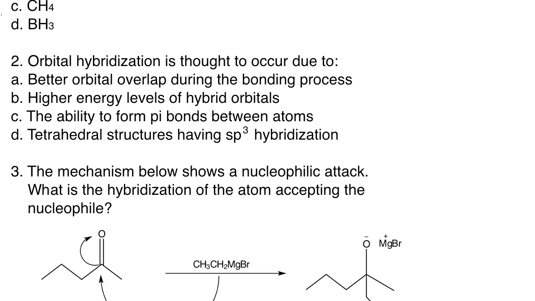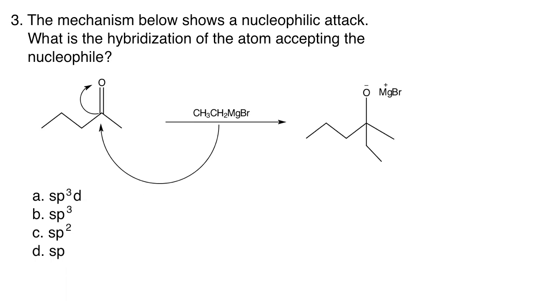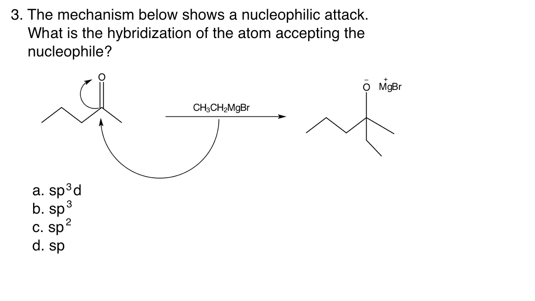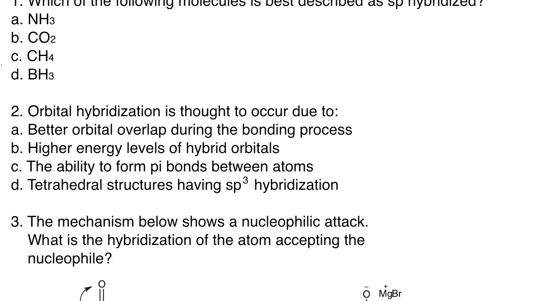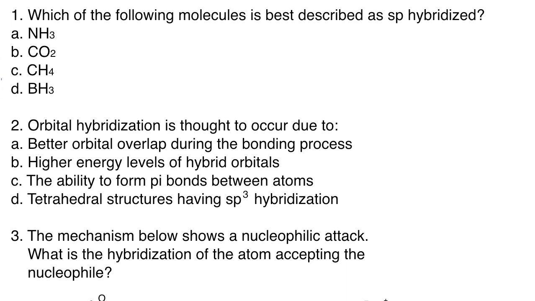And then number three, we have an organic mechanism down here. The mechanism below shows a nucleophilic attack. What is the hybridization of the atom that is accepting the nucleophile? Okay, so remember, nucleophiles are electron-dense particles or compounds that are going to attack an electrophile, or an electron-poor area. So this particular reaction has an electrophile, and what it's asking is, what is the hybridization of the electrophile in this reaction? So go ahead and pause the video, work on these as you normally would, and then we will take a look at them together. I encourage everybody to try this before I do the walkthrough, and I'll see you all in just a minute.